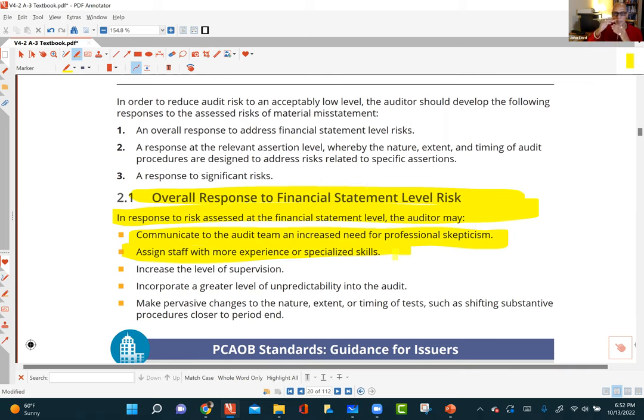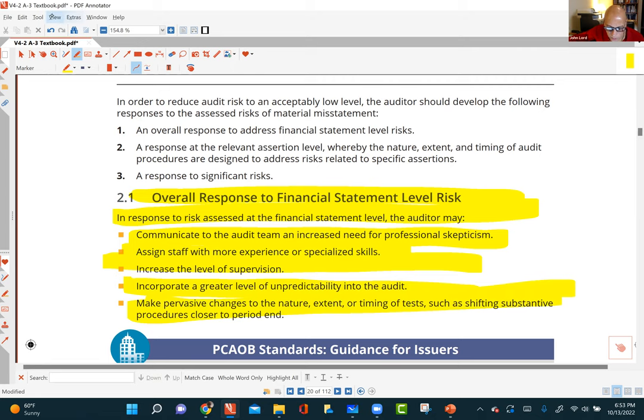If my risk of material misstatement is up, then I'm going to want more experience. If I have a risk of material misstatement that is lower, then maybe I don't have to use as seasoned staff, right? Increased level of supervision. If I think there's a high risk of material misstatement, well, now I'm going to want to visit that site more. If it's lower, I don't have to visit that site as much. Okay. Incorporate greater level of unpredictability to the procedures. More pervasive changes to the nature, extent, and timing of your audit procedures.